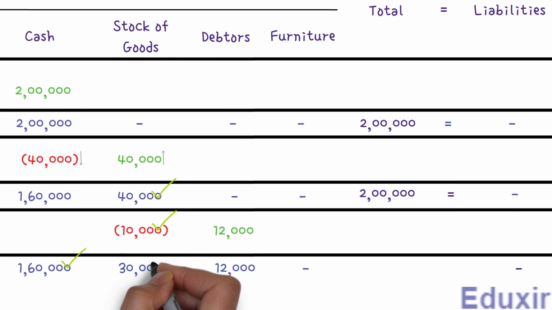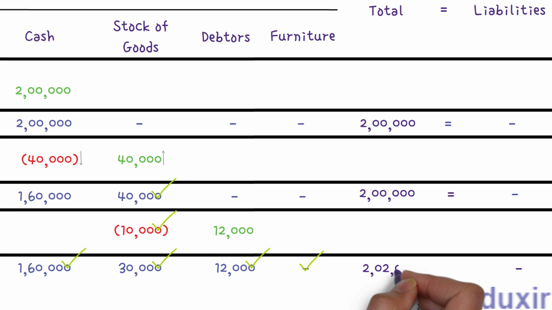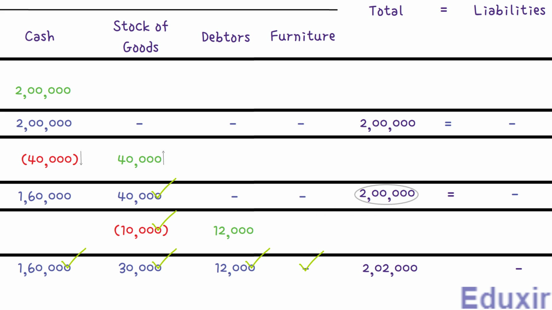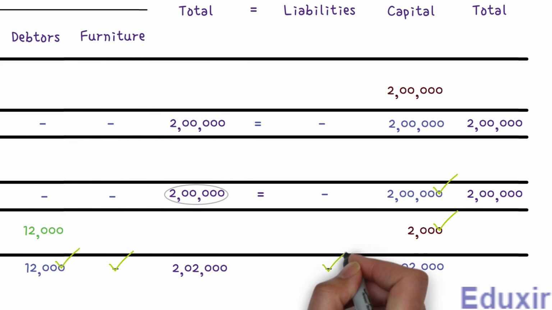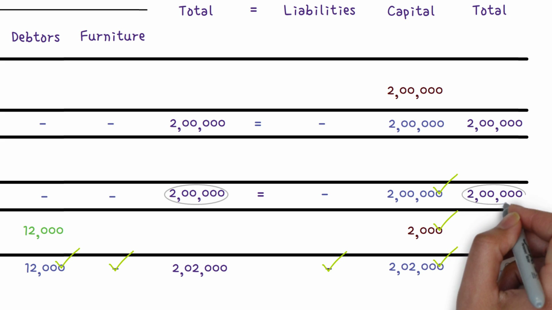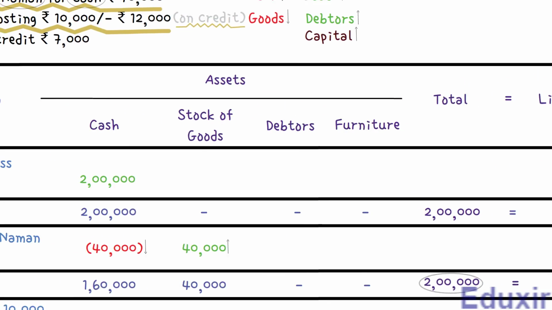The total of all the assets available with the business will now be equal to 2,02,000 rupees. Note that as compared to the previous total, the business now has 2,000 rupees worth of more assets. Similarly, the total of the liabilities and capital is equal to 2,02,000 rupees. So, as compared to the previous total, this total is now increased by 2,000 rupees. Now, the left hand side total is equal to the right hand side total. With that, we have completed the recording of this transaction into the accounting equation table. Let us now proceed with the next transaction.